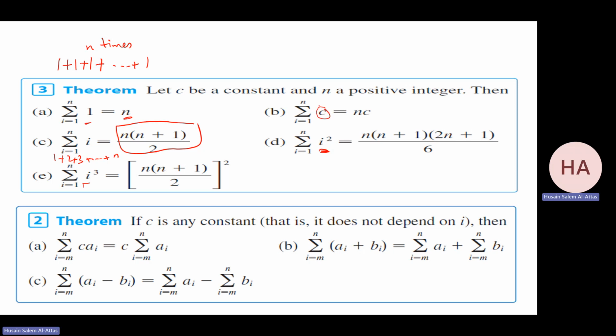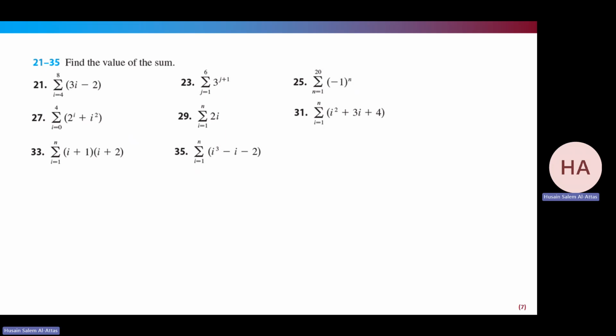Also, if there is a constant, you can deal with it like the 1, because that will be c plus c plus c, n times. So it's n times c. Also, if you have c with the i term, I can take the c outside. Sum, you can distribute it. Difference, also you can distribute it. Product, you cannot. Okay, let me now do some of these, and I need to find the value of the sum.